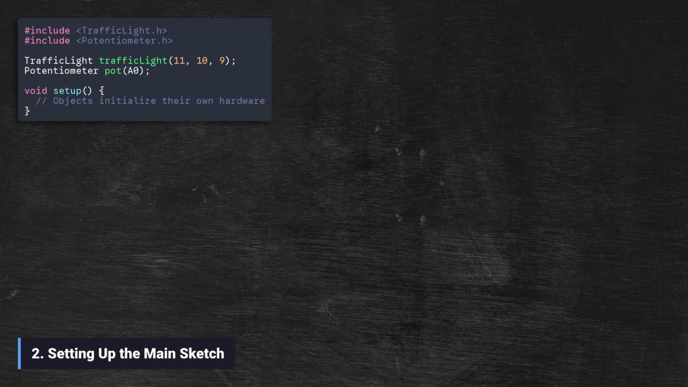In our main.ino file, we include the necessary headers and instantiate our objects. We create a traffic light object on pins 11, 10, and 9, and a potentiometer on analog pin 0. This high-level view shows exactly what components our system uses.